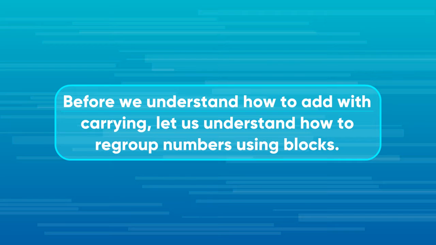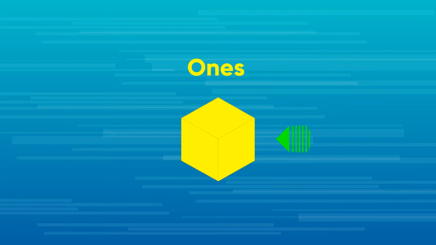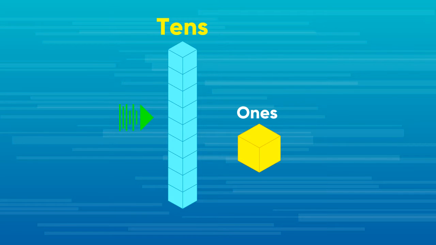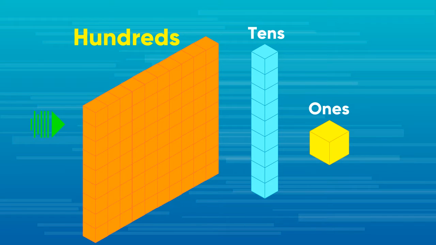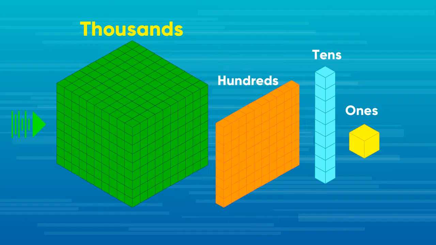Before we understand how to add with carrying, let us understand how to regroup numbers using blocks. Ones are represented by individual cubes. When we join 10 such cubes, we get 10. Tens are represented by rods. When we join 10 such rods, we get 100. Hundreds are represented by flats. And finally, when we join 10 such flats, we get 1,000. Thousands are represented by big cubes.